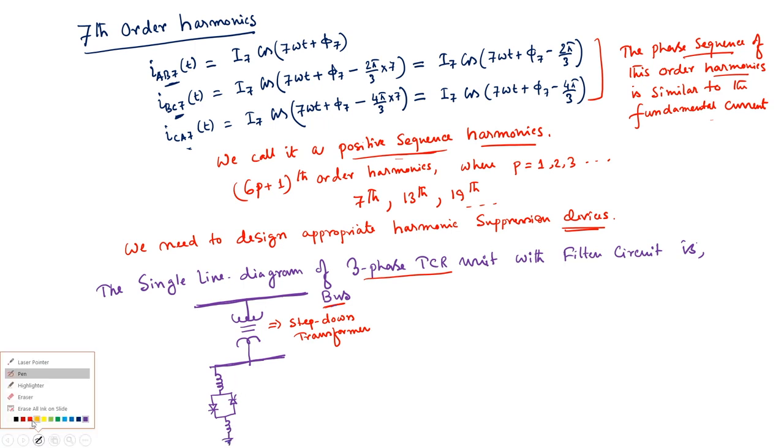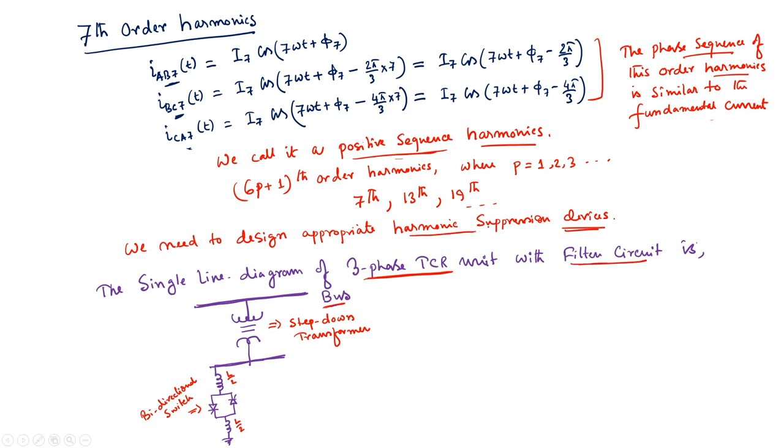This is L by 2, this is L by 2, this is also L by 2, this is a bidirectional switch. And this is not a sufficient presentation of a three-phase TCR unit, because we need some filter circuit in order to suppress this type of harmonic. So, we should also represent the single line diagram of a filter, and this could be an LC filter like this, or could be any type of filter. This is an LC filter.